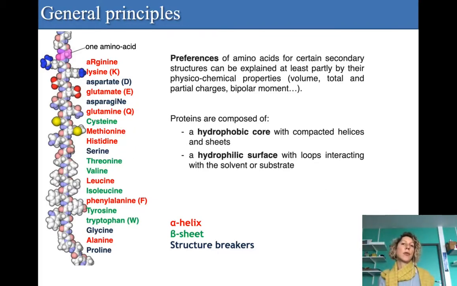Okay, so there is also another piece of information here, which is the color of the names, which corresponds to the preference for secondary structures. For example, you have amino acids that will prefer to be in alpha helix, some in a beta sheet, and some which are called structure breakers.